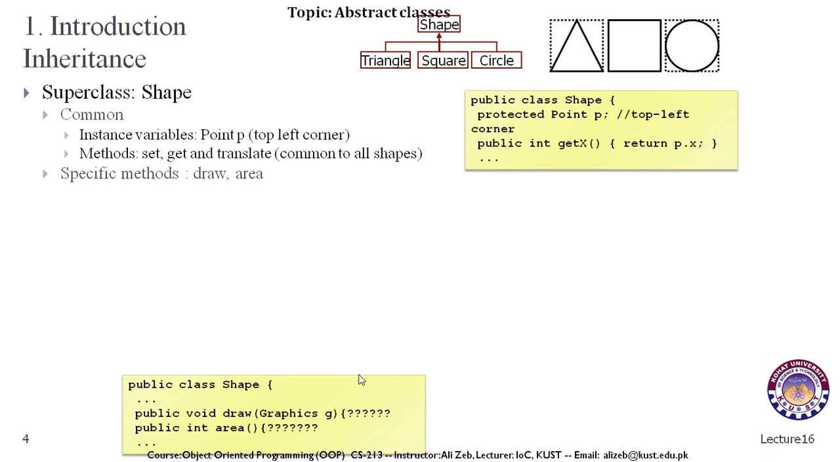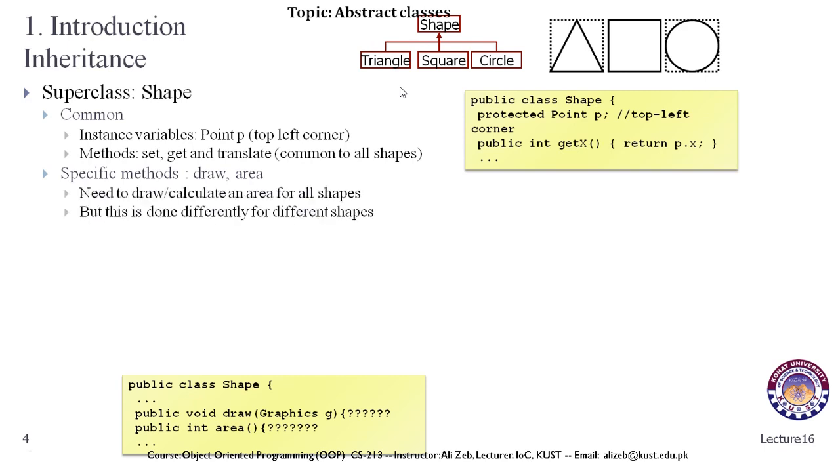Similarly, if we try to calculate the area of a shape, what is a shape? We cannot think of a shape independently of any of these or any other specific shapes. So if we call the area method using an object of the shape class, we are not sure if we will be calculating the area of the triangle or the square or the circle. So each of these classes needs to have its own implementation of these methods. We need to draw and calculate area for all shapes, but this is done differently for different shapes.